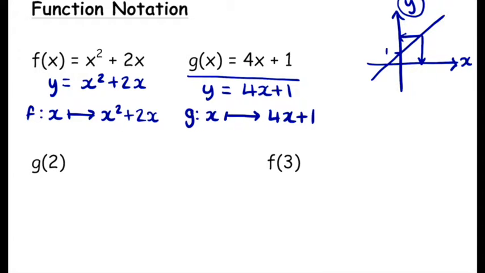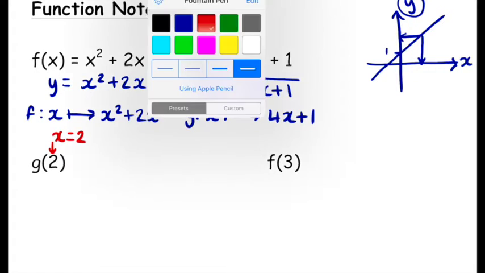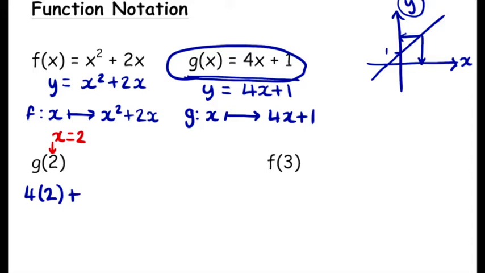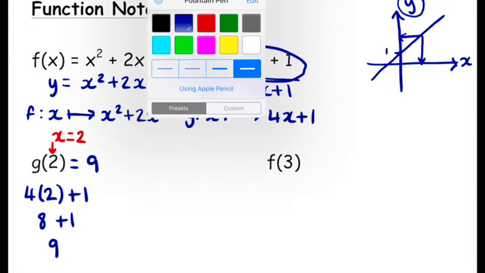So moving on to the notation, g(2), all we've done here is we've replaced the x value with a 2. So all we're saying is that x equals 2. So we take our g(x) function and we replace x with 2. So I've now got 4 lots of 2 plus 1, which gives me 8 plus 1, which gives me 9. So g(2) is equal to 9.